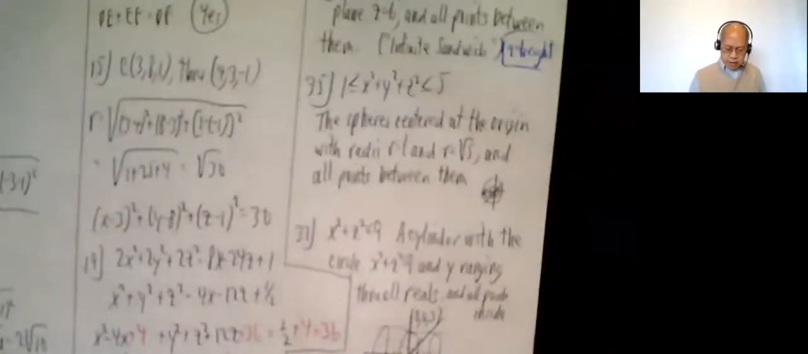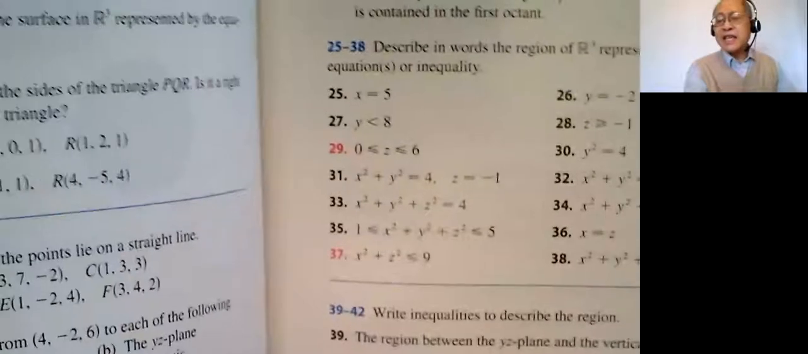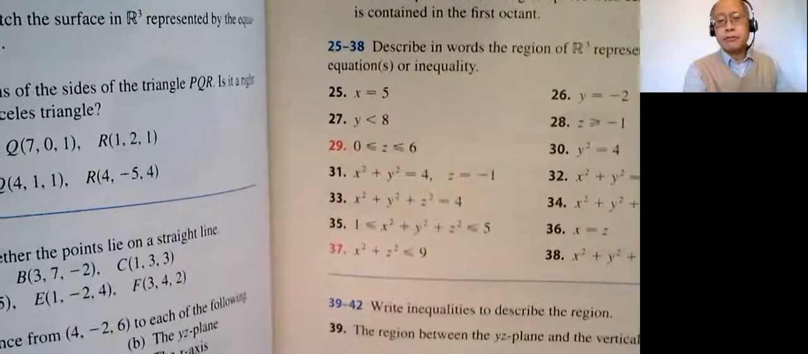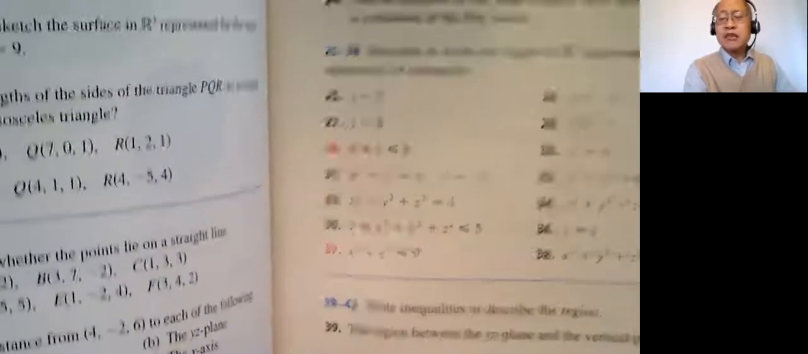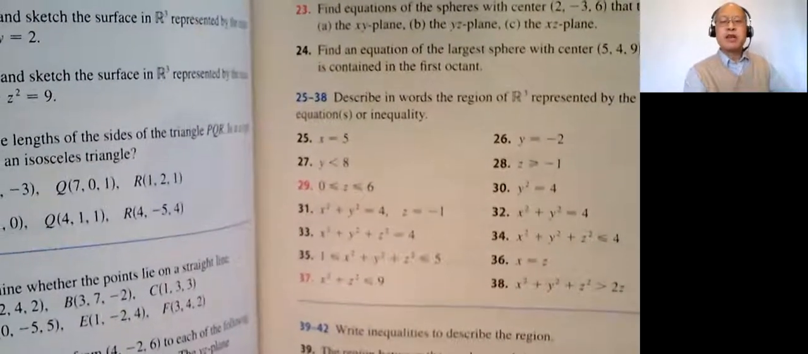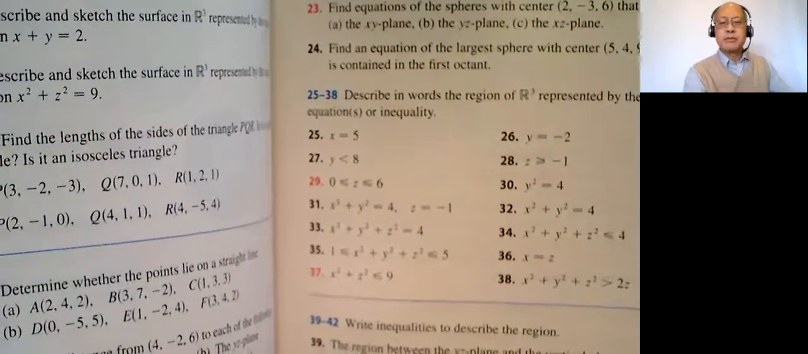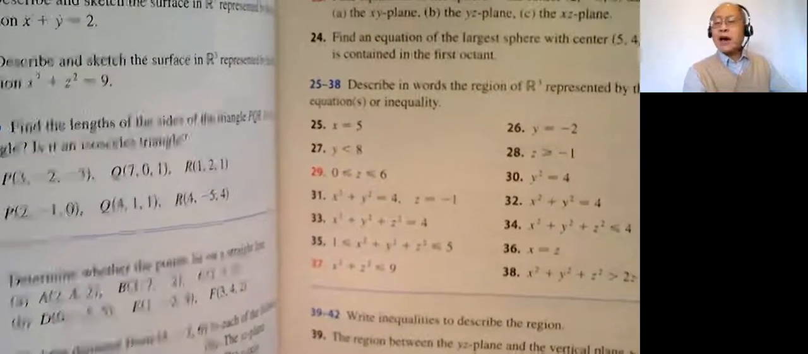Okay, finally for 37. X squared plus Z squared is less than or equal to 9. Now if you were only in the XZ plane, X squared plus Z squared equals 9 is a circle. And then X squared plus Z squared less than or equal to 9, you take all the points that are in between them. All right, now there's no restriction on Y.